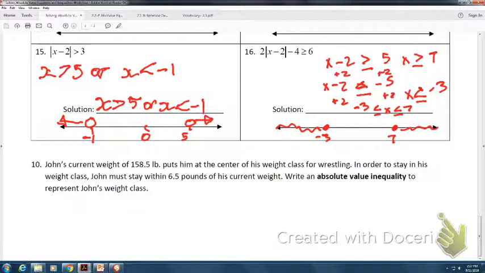Okay, number 15. X is less than negative 1 or x is greater than 5, and he has opposing arrows, two different little arrows going in opposite directions. Do we agree? Okay, number 16. X is less than or equal to negative 3, or x is greater than or equal to 7. Do we agree?